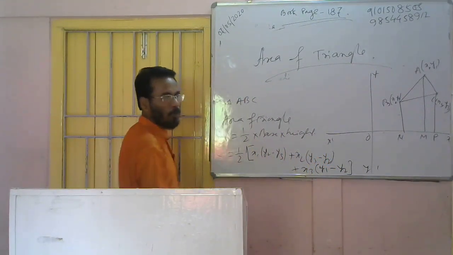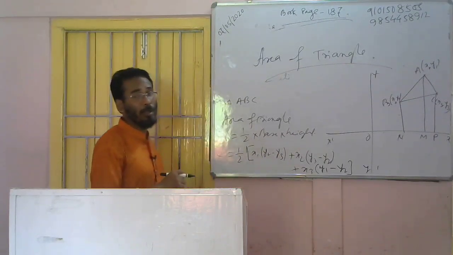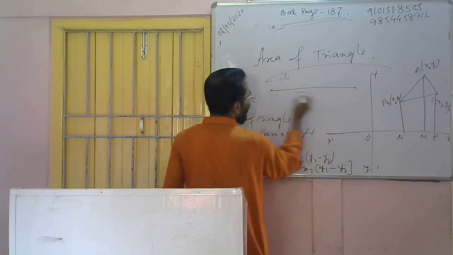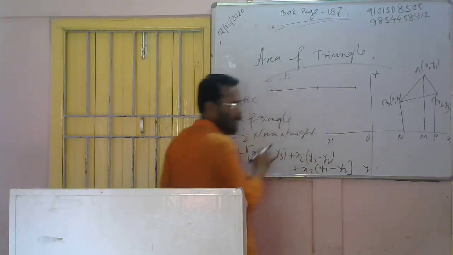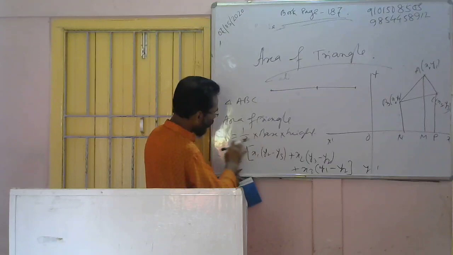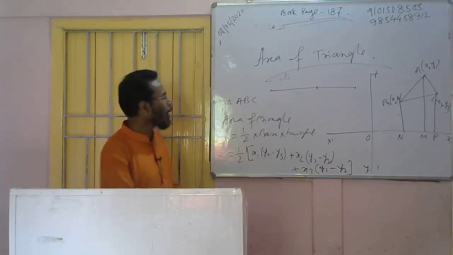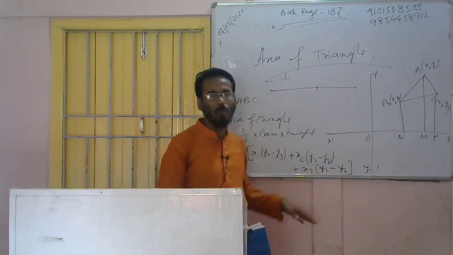And here is one corollary. If the three points are collinear, meaning they lie on the same line, then the area of the triangle will be 0. In that case, we can drop the half, and x1 into (y2 minus y3) plus x2 into (y3 minus y1) plus x3 into (y1 minus y2) will be 0.